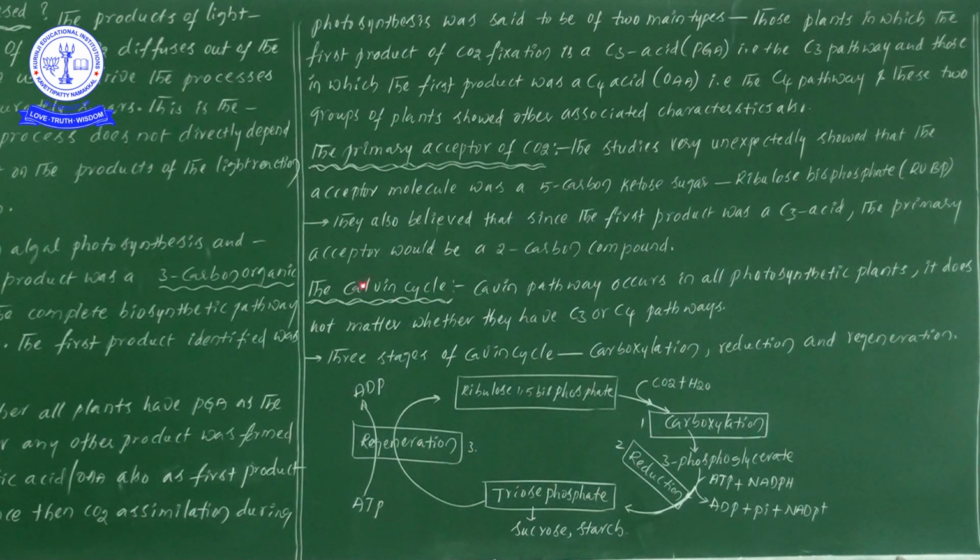For our convenience of study, we have divided the Calvin cycle into 3 stages. The first is carboxylation, the second is reduction, and the third is regeneration. We have to remember them in serial order. One more time: the first stage is carboxylation, the second is reduction, and the third is regeneration. Now let us see.